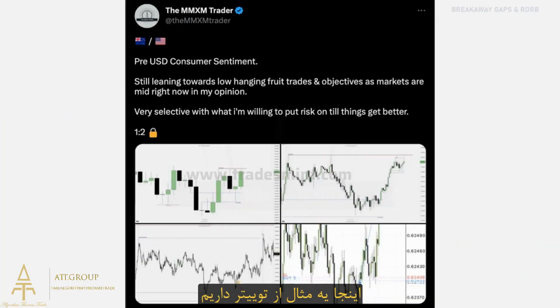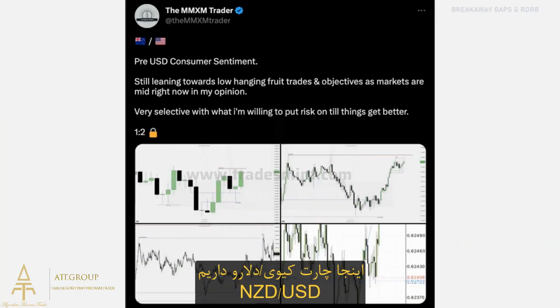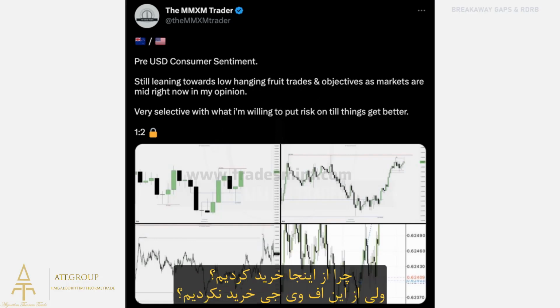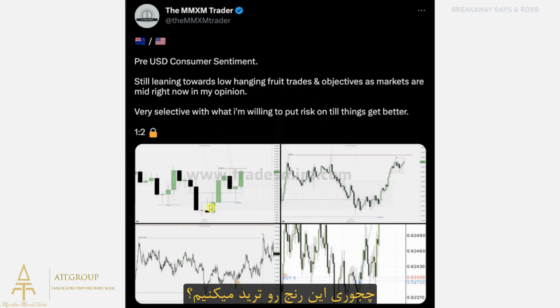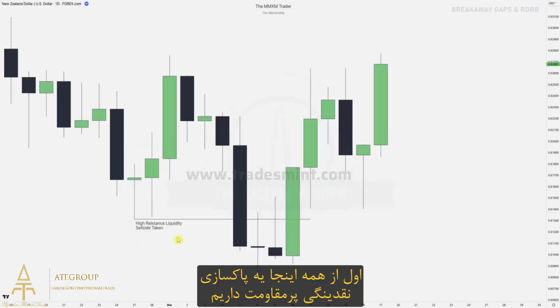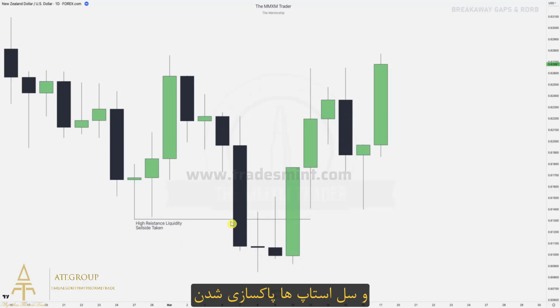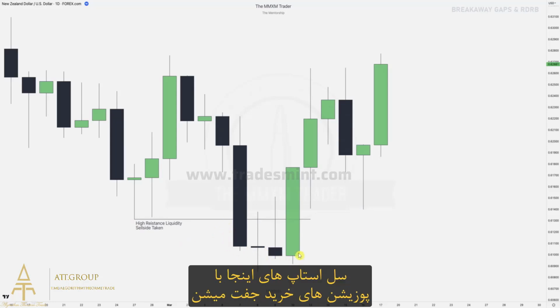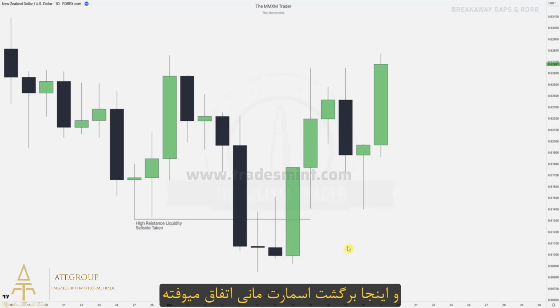We've got an example from Twitter. We've got a New Zealand dollar, US dollar chart, right? Why are we taking a buy from here and not from the fair value gap here, right? How are we trading this range? And we'll outline that in the next chart. First of all, we've got this high resistance liquidity run down here. Sell stops have been taken. Again, think about external range, right? Sell stops being order paired over here for longs on smart money reversal.